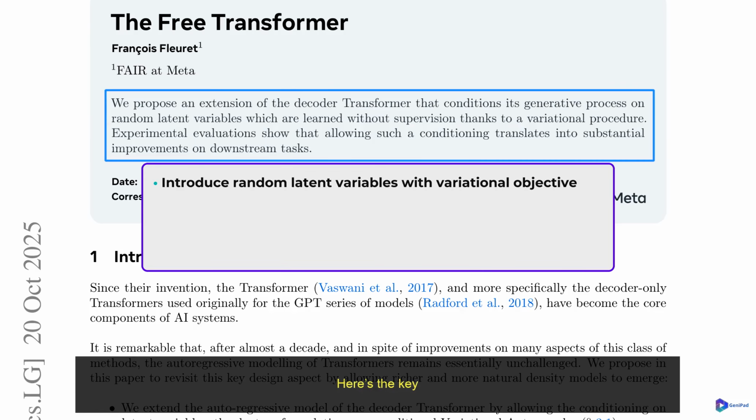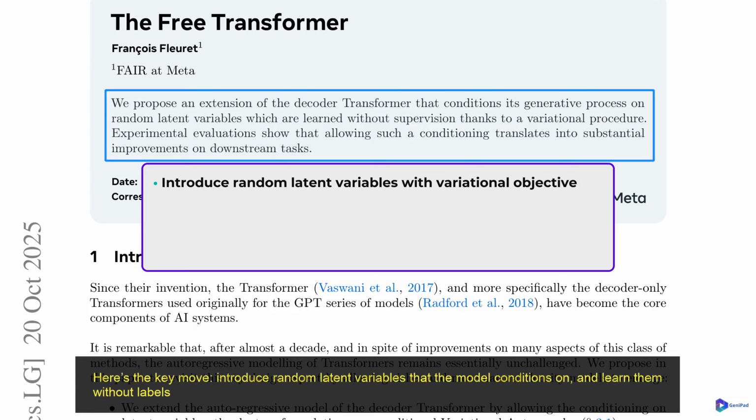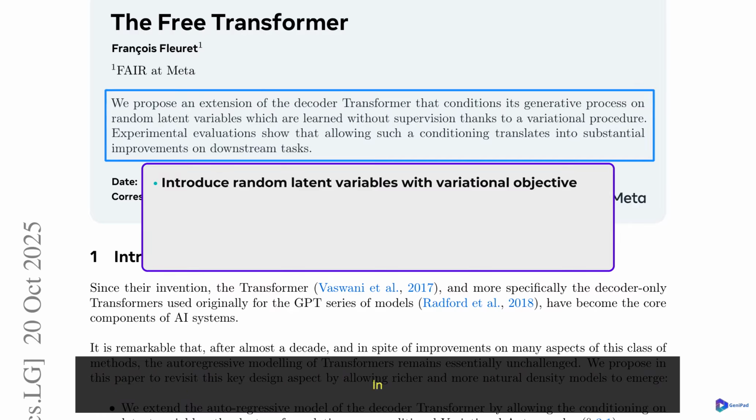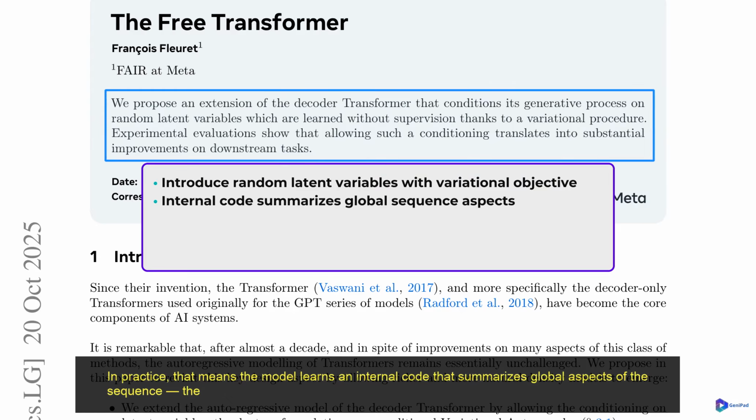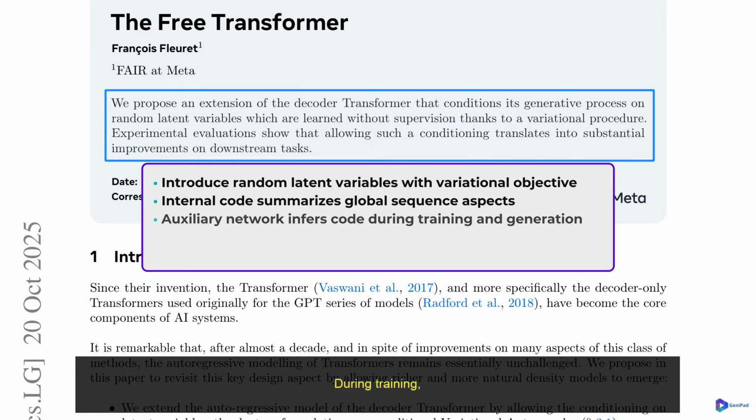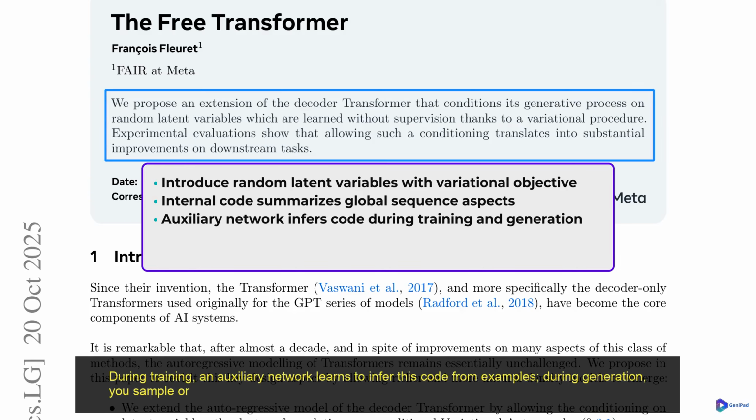Here's the key move. Introduce random latent variables that the model conditions on and learn them without labels using a variational objective. In practice, that means the model learns an internal code that summarizes global aspects of the sequence, the kind of choices humans make implicitly before they start writing. During training, an auxiliary network learns to infer this code from examples. During generation, you sample or predict that code, and the decoder conditions on it while producing tokens.